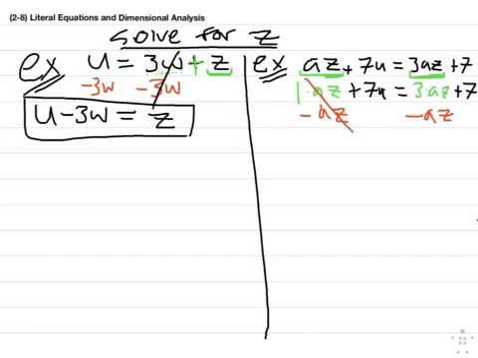And this one's going to cancel. And how many az's do I have? I've got 3, and I've got a negative 1. So different signs, take the difference. What's going to be left? I'm going to have a total of 2 left over. 2 az's. All right. And then I've got plus 7. And this is still 7u over there.